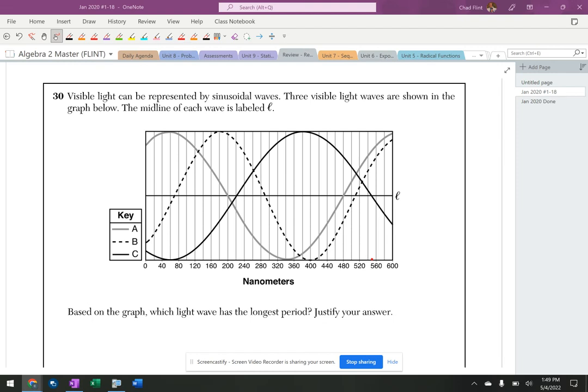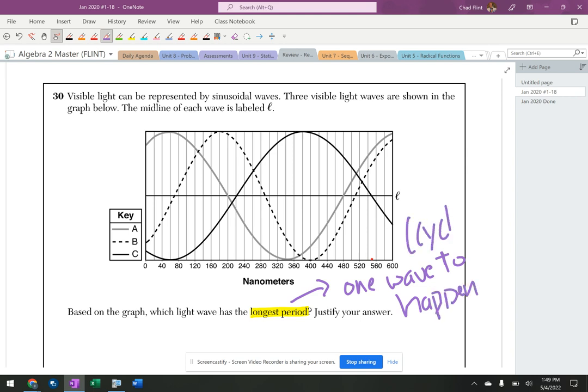So we've got some light waves here, and waves are sine and cosine curves, and it says which one has the longest period. All right, we have to remember that that's the amount of time it takes for one wave or cycle to happen. All right, I'm going to put cycle.